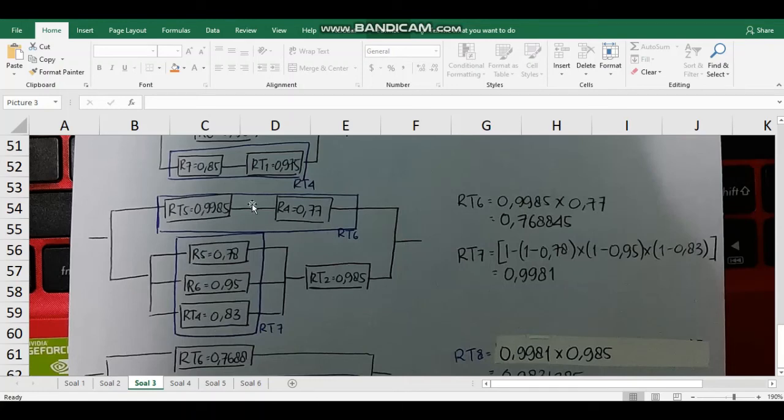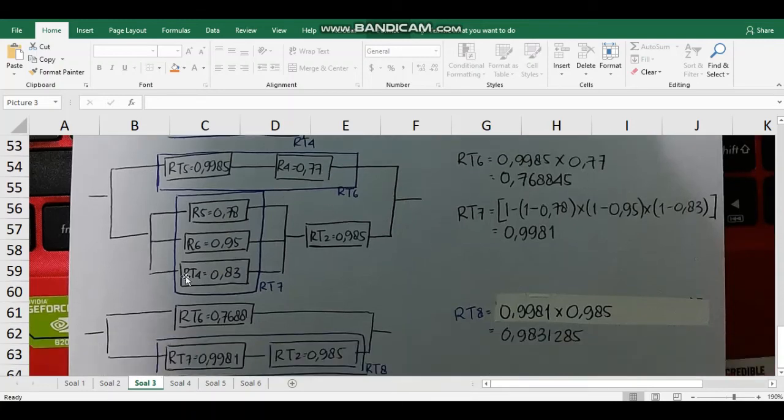We have to combine RT5 with R4, and since it's series, we just have to multiply the reliability of them. I call the combination of RT5 and R4 RT6. So it becomes 0.9985 times 0.77, and it becomes 0.768845. So RT6, the combination of RT5 and R4, is this number.